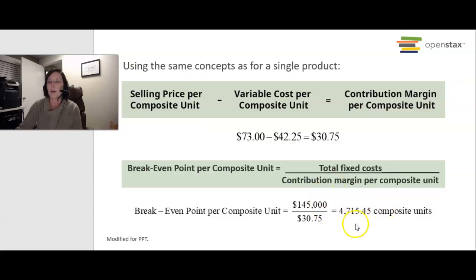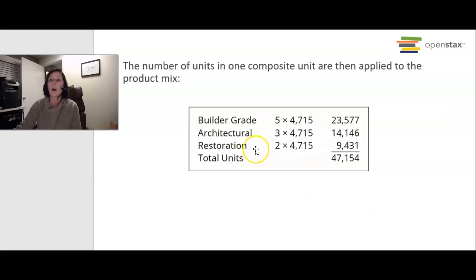And I actually jumped ahead here because I want to point out that this 4,715.45 composite units then needs to get, now we're not going to sell a partial unit. So we're going to round up or down as the case may be to get to a round number, because you're not going to buy half a bottle or half a package of something or sell it that way.